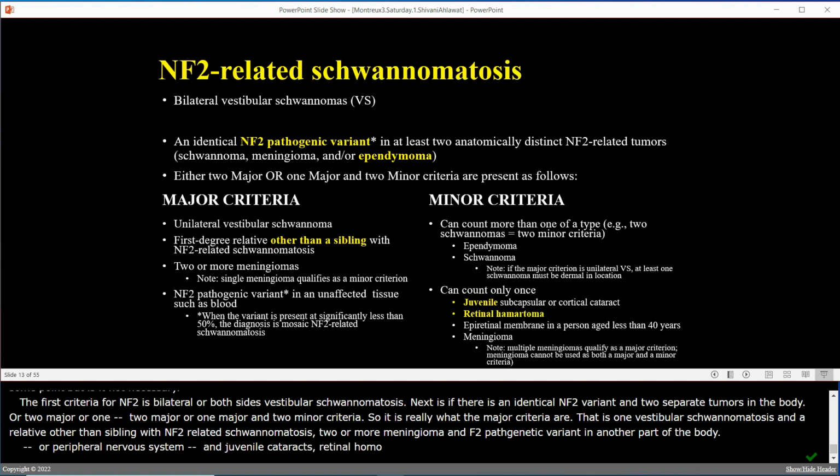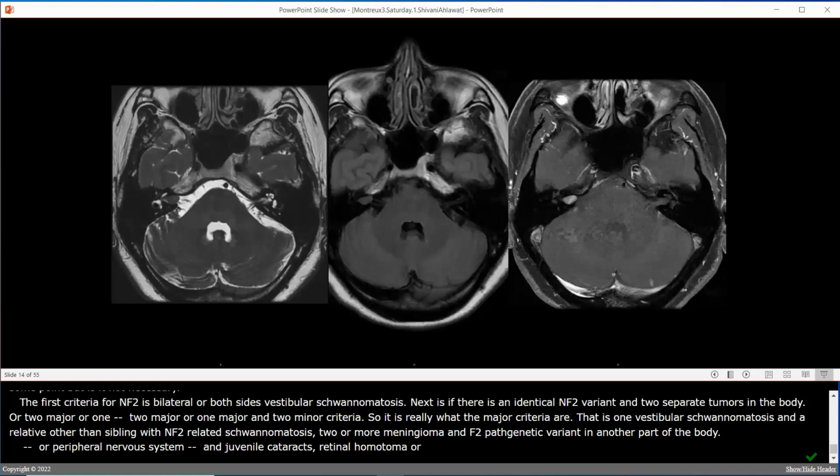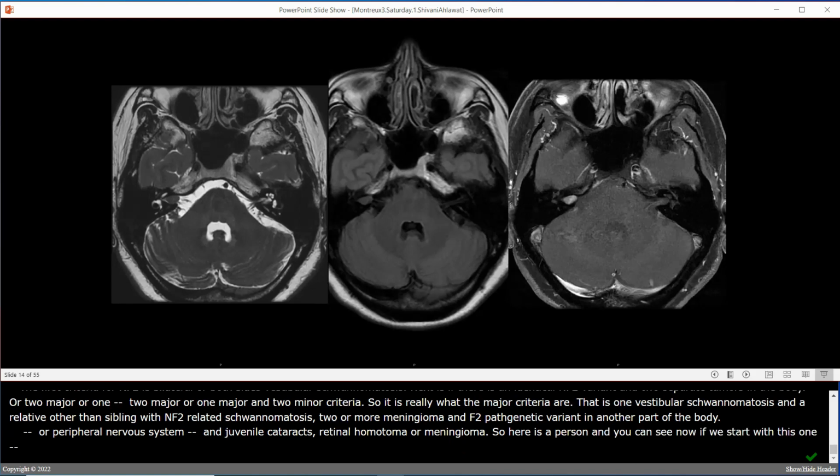So how can imaging play a part in this? So here is a person, and you can all see now, if we start with this one, this is the post-contrast sequence, so we see something lighting up on one side, not on the other side.